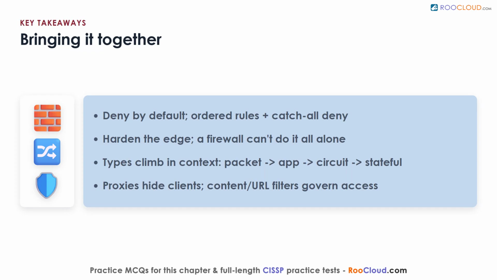The types climb in context, from stateless header checks to application-aware and circuit-level filters, up to stateful inspection with deep packet analysis, plus host-based and internal segmentation firewalls. Proxies mediate and hide clients, and content and URL filters govern what users may reach. In the next part, we turn to endpoint security.